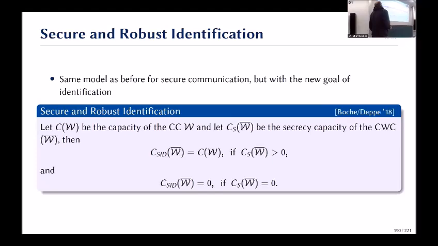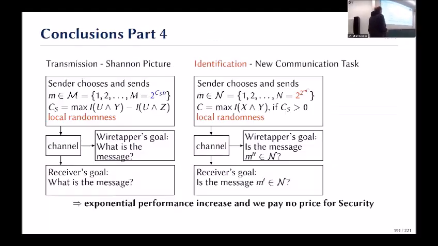It's a non-single letters formula. So sometimes it's easier to calculate the capacity than to decide whether it is 0 or not. And the idea of the proof is, again, very similar to the previous case I showed you. So what do we have? What is our conclusion now?